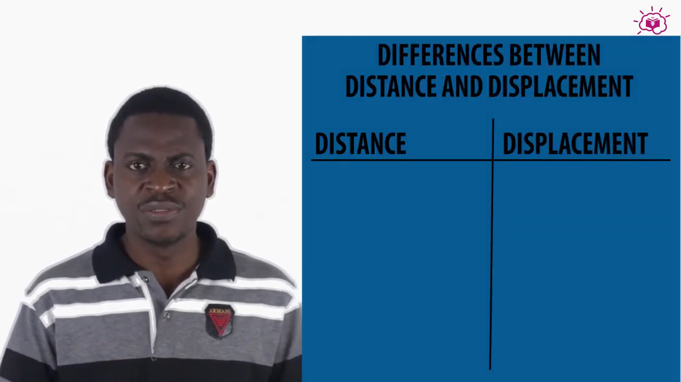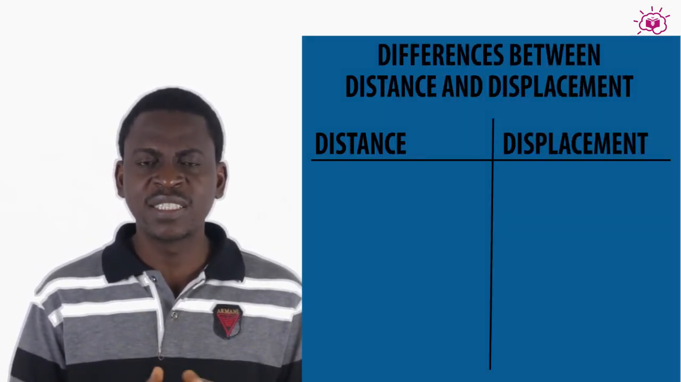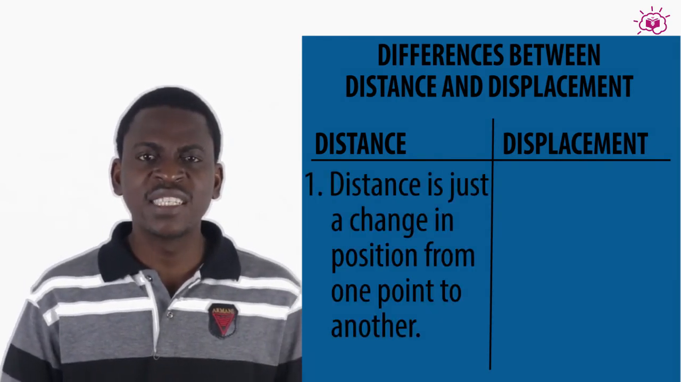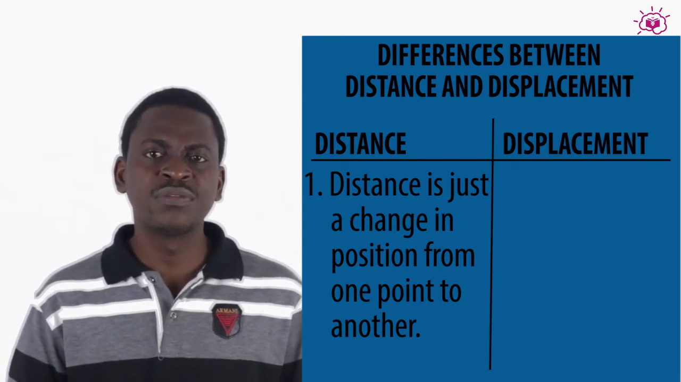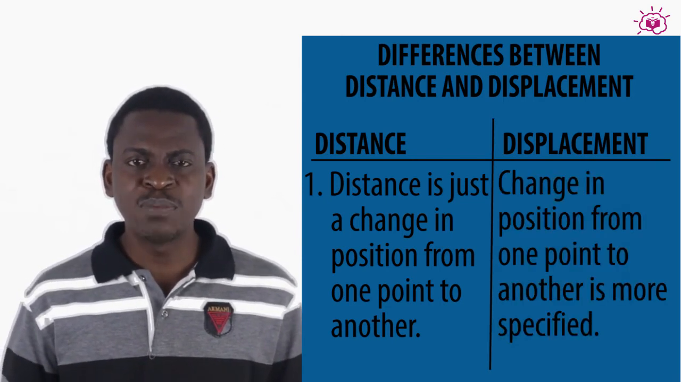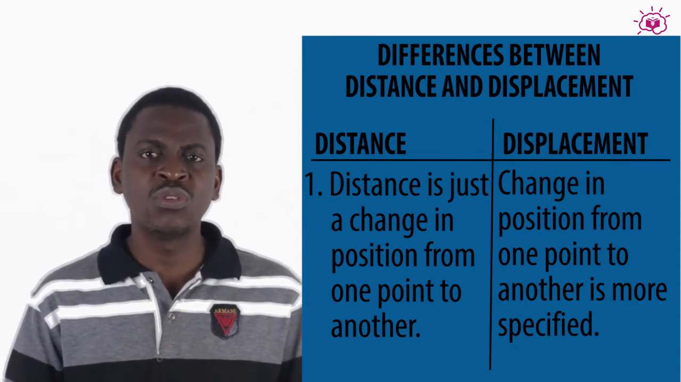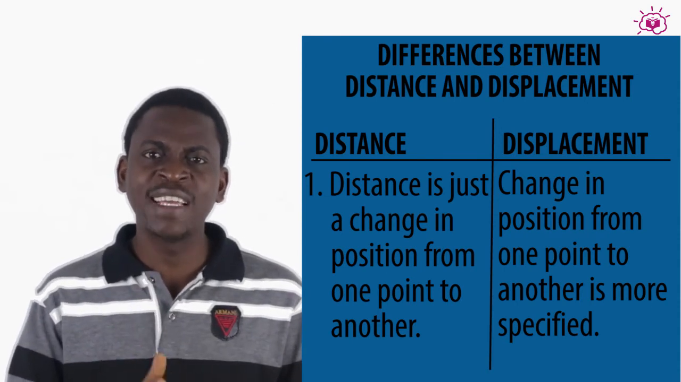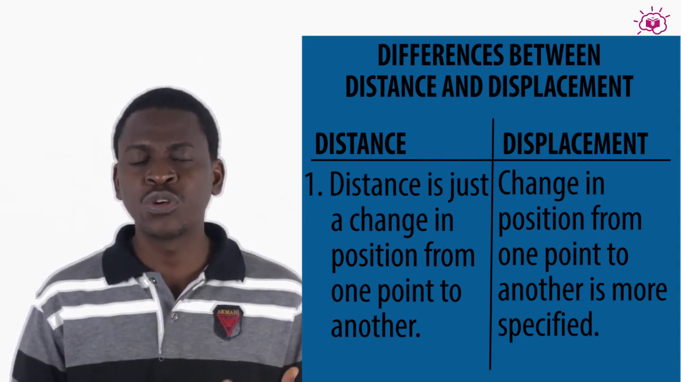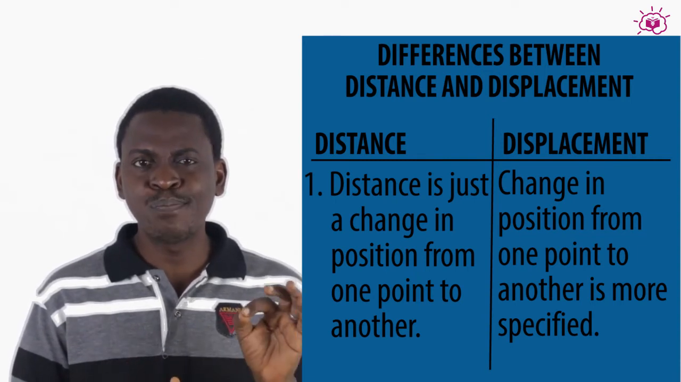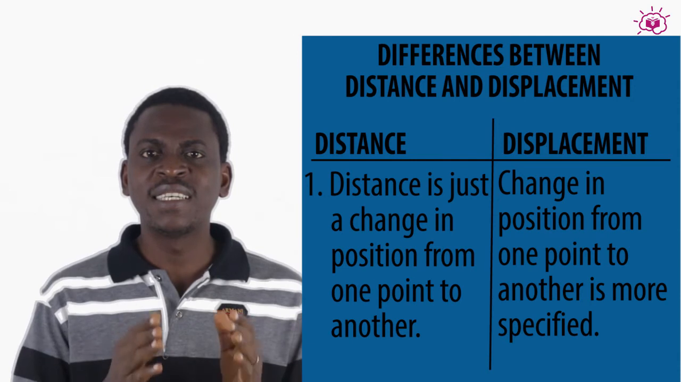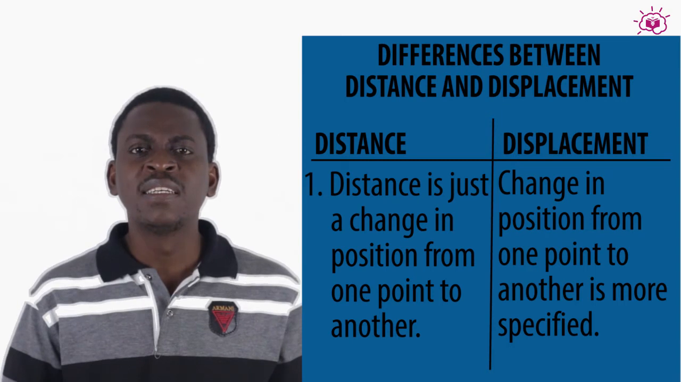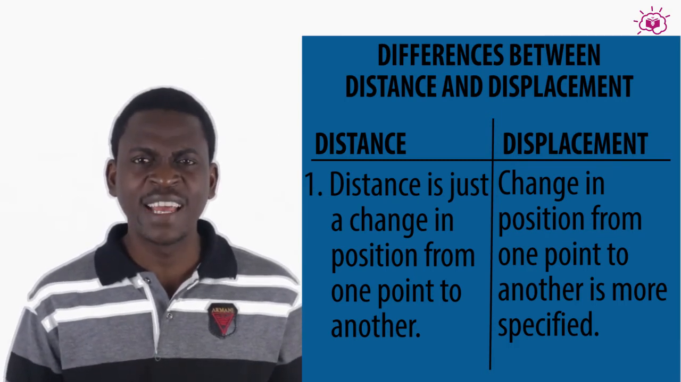Let's look at the distinction or difference between distance and displacement. We said earlier that distance is simply change in position from one point to another. Displacement carries the same definition, only that now the displacement has a specified direction. The knowledge of bearing helps us to differentiate between a point location and an angular distance. Therefore, displacement is simply distance in a specified direction.